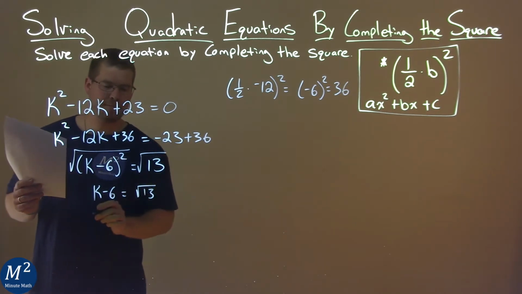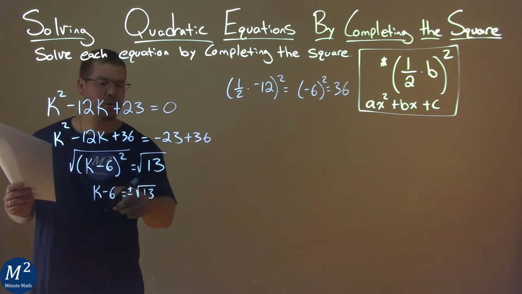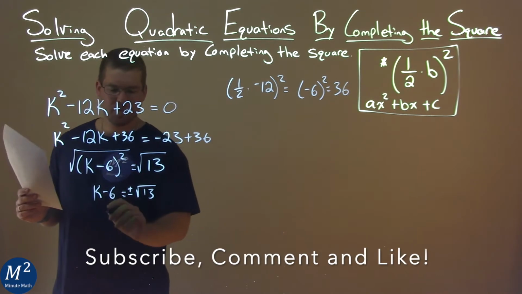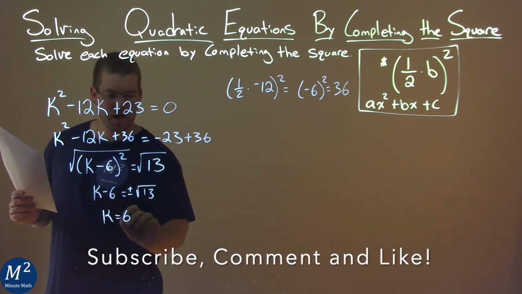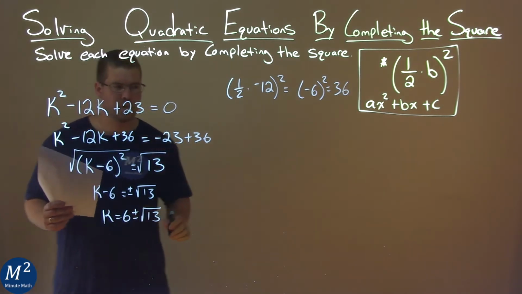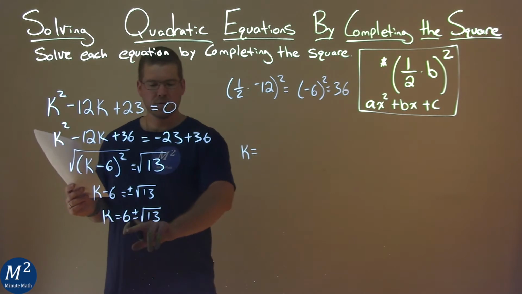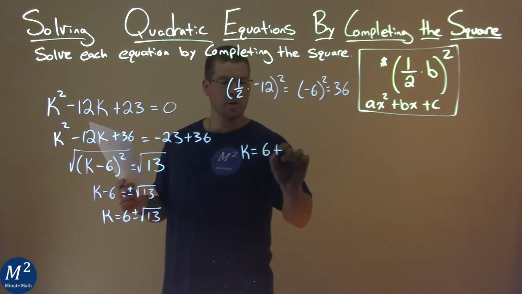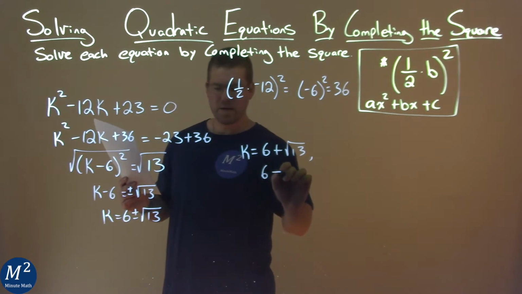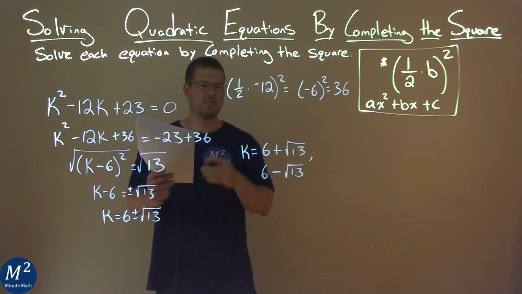Doesn't really simplify. Add a 6, oh, don't forget, it's a plus or minus. Square root over an equal sign, plus or minus. I almost forgot. Add a 6 to both sides, and k equals a positive 6 plus or minus the square root of 13. So how can we write this, well, individually? So k equals 6 plus the square root of 13 and 6 minus the square root of 13. These are our two options, and that is our final answer.